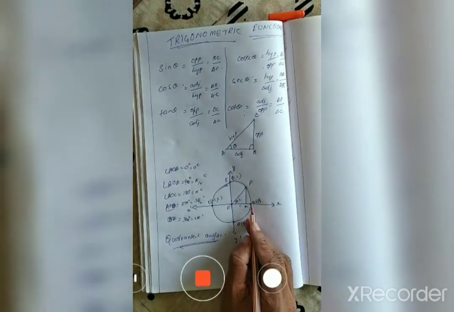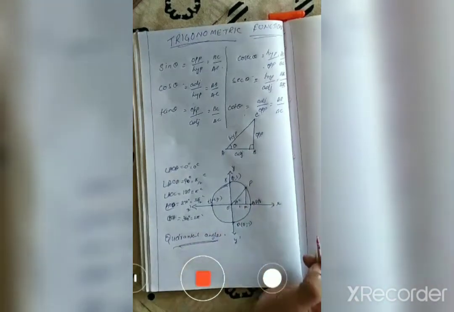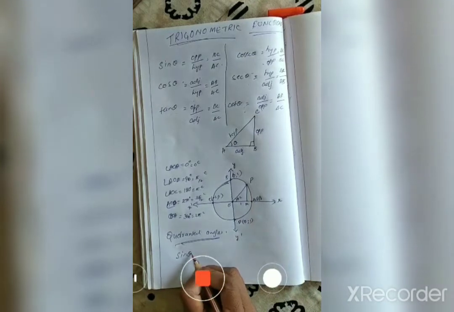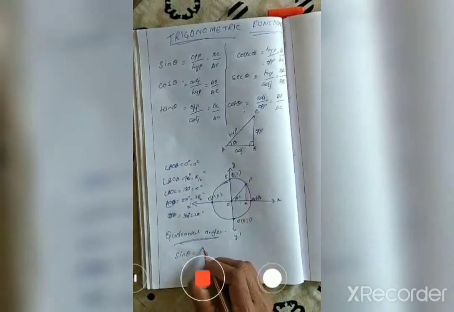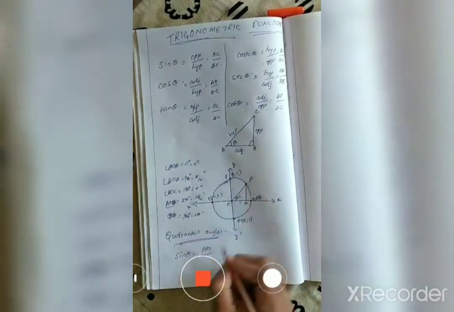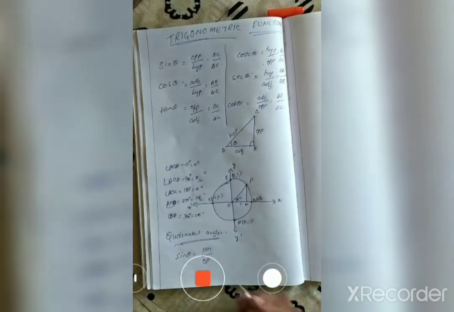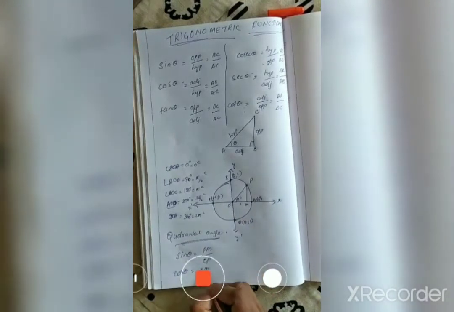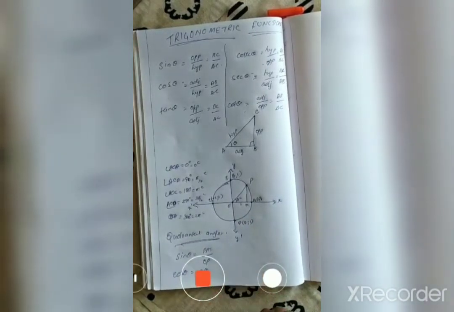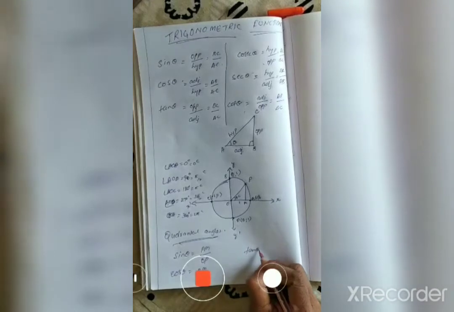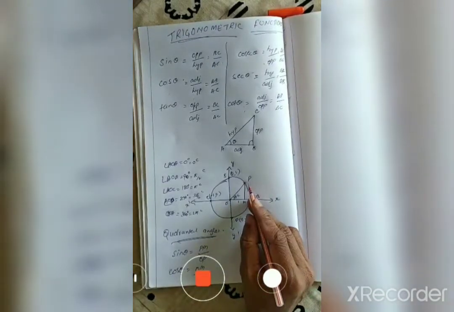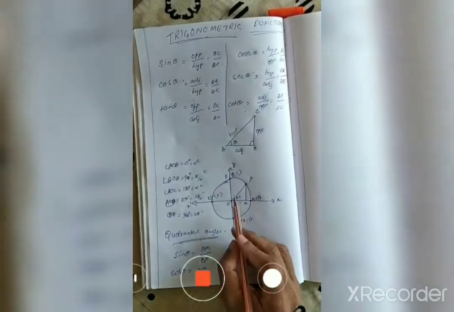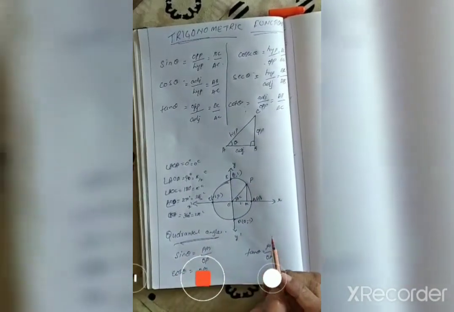Now sine 0, as you know, see here, before that let us define the functions. Here in this triangle, sine theta is opposite side, that is PM, by hypotenuse, that is OP. Cos theta is adjacent side, OM, by hypotenuse OP, and tan theta will be opposite side PM by adjacent side OM.